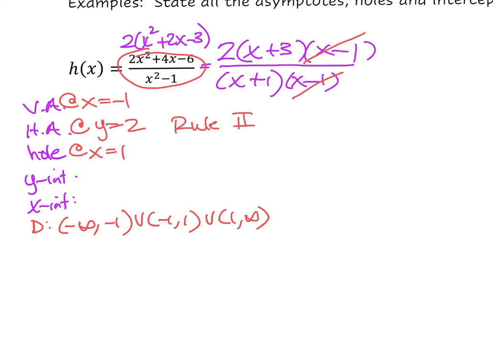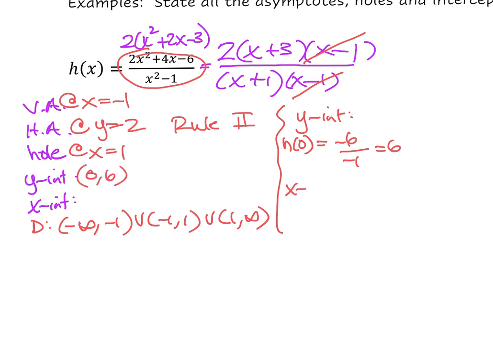Okay, so for my x-intercepts and my y-intercepts now, for my y-intercept, I'm just going to plug in a 0 everywhere I see an x. My y-intercept, I'm just going to do the original one. I think it's actually easier. If I plug a 0 everywhere I see an x, all I have left is the negative 6 over the negative 1. So I get a 6.